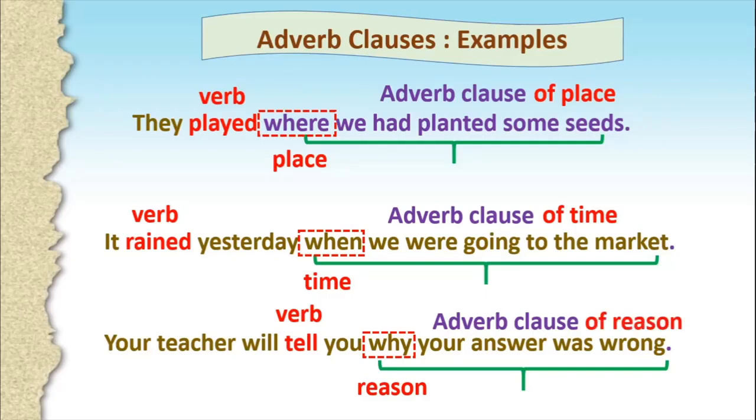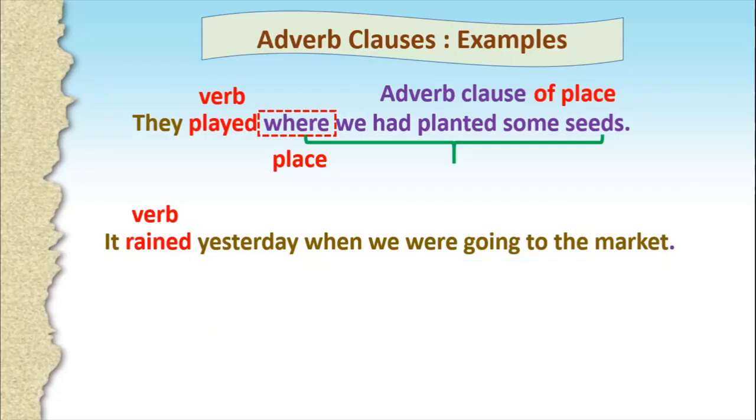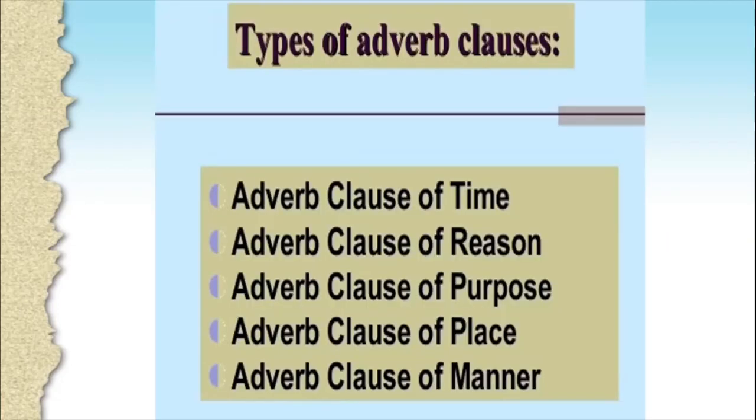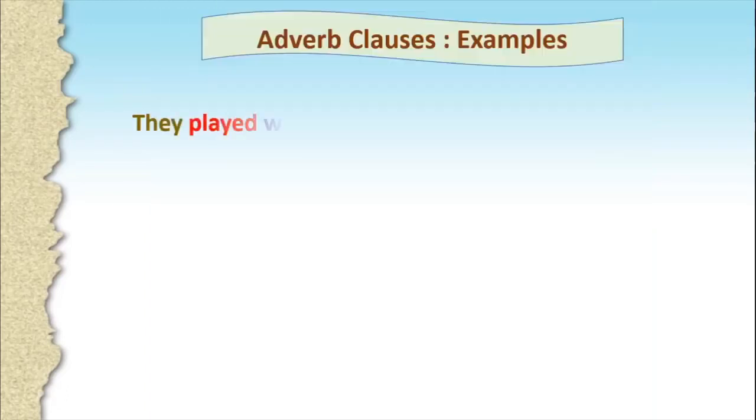So see children, out of the 5 kinds of adverb clauses that we talked about, 3 we have seen: adverb clause of place, adverb clause of time and adverb clause of reason. So let me give you a small assignment here. The remaining 2 types, time we saw, reason we saw and place we saw. So adverb clause of purpose and adverb clause of manner, try to find out at least one example each. So this is your assignment as far as adverb clauses are concerned.